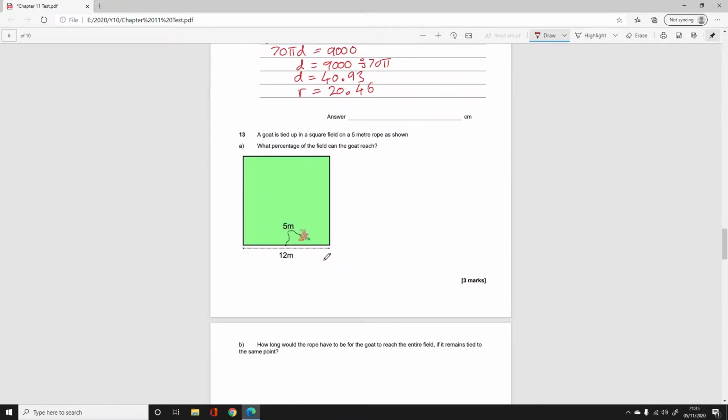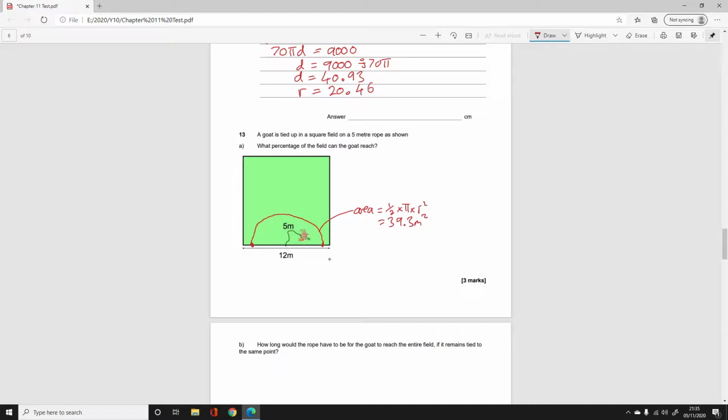Okay, your goat is tied up. The rope is 5 meters long, so that means that he can't quite reach the edges of the square, because he's 6 meters away from the edges, and it's only a 5 meter rope. That means that the area he can cover is a semicircle, and the area of the semicircle is going to be equal to a half times pi times r squared. What would that give you? Well, 0.5 times pi times 5 squared would give you 39.3 meters squared that he can roam in.